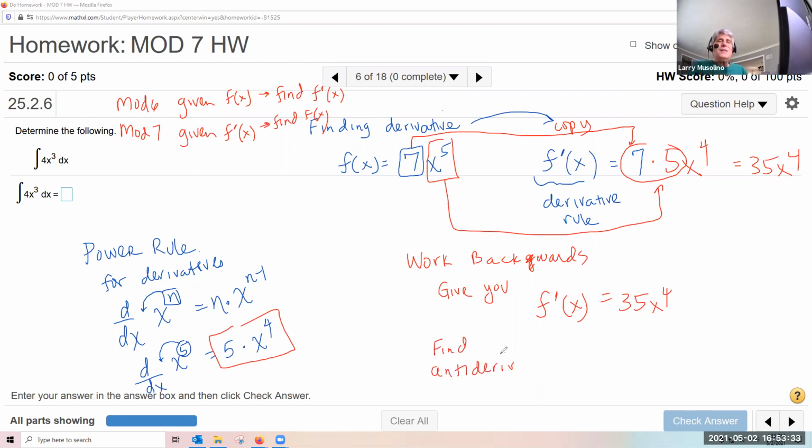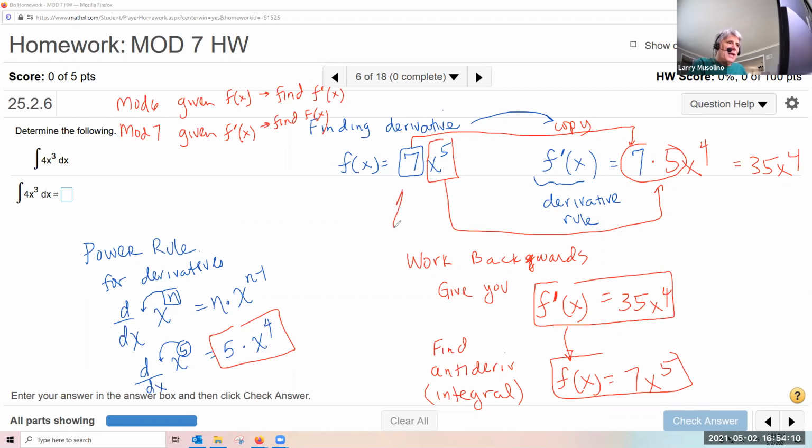Antiderivative means opposite of derivative, right? The word anti means opposite. So this is asking you to find the opposite of the derivative. The opposite of the derivative is going back to the original f of x, which is 7x to the 5. Now, when you find the antiderivative, sometimes we call this the integral. So when you see antiderivative and integral, it means the same thing. In this example, I knew that the antiderivative of 35x to the 4 was 7x to the 5 because we started out with that function and found its derivative.